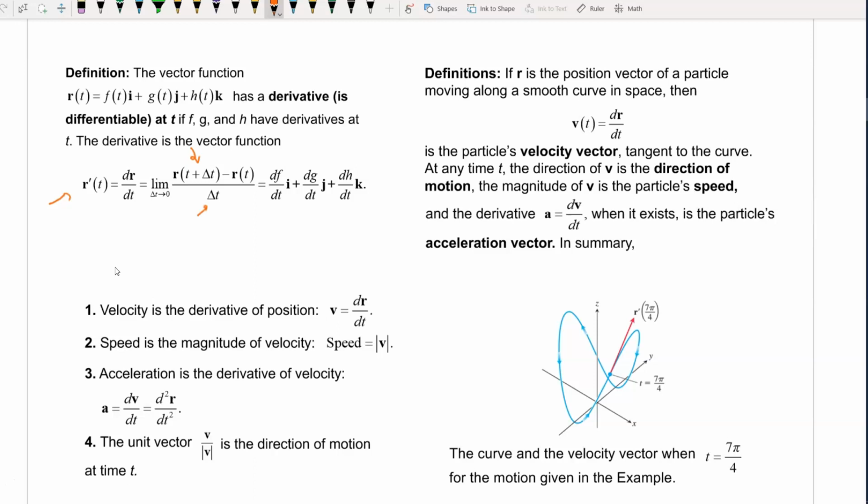So this is equal to the first derivative of this function with respect to t. Instead of writing the derivative of f of x, we write df over dt i plus dg over dt j, finding the derivative of this part, plus, now the derivative of h of t, dh over dt k.